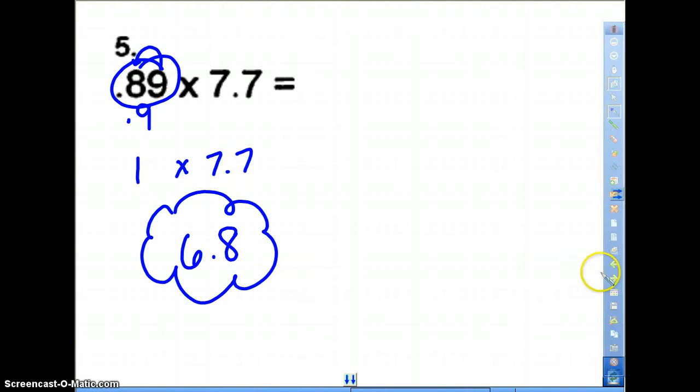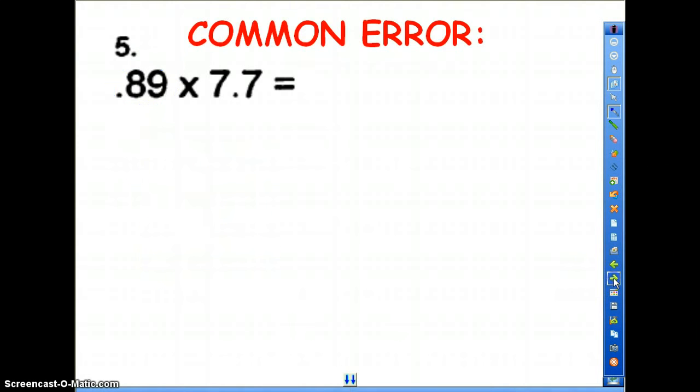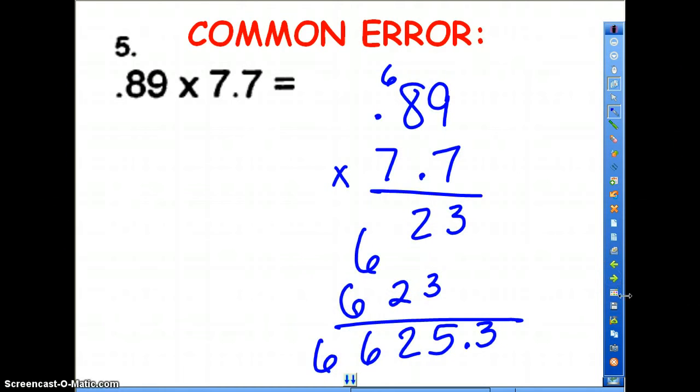That's my estimate. Let me show you what the common error is on this. Common error, most kids know you don't have to line up the decimal point. If your teacher taught you to line up decimal points, that's fine. You'll still get the same answer. Take a look at this. I see a lot of this. What do you notice happening here?